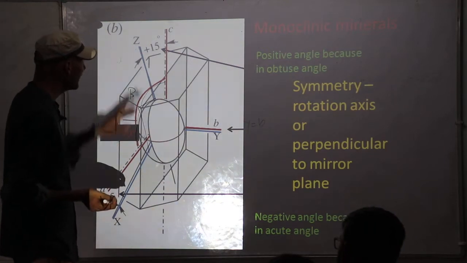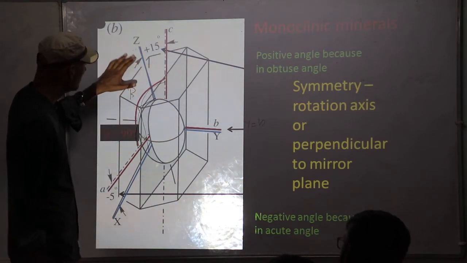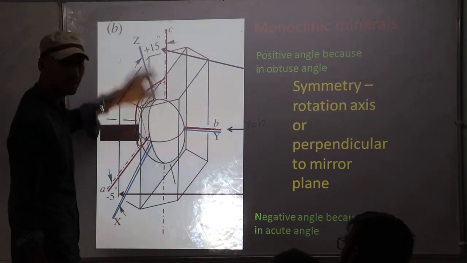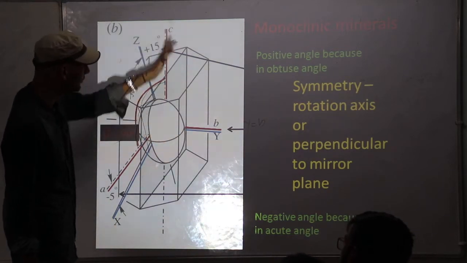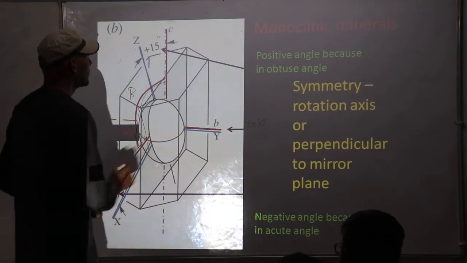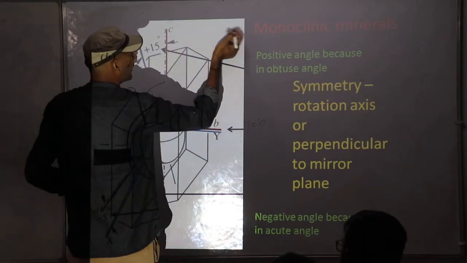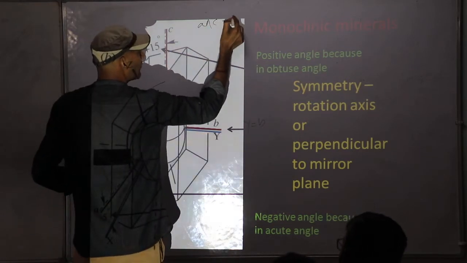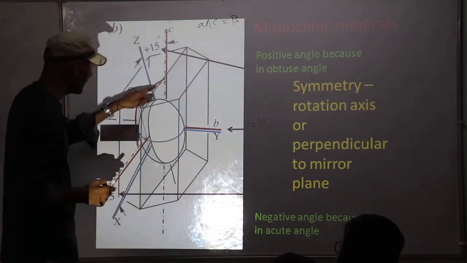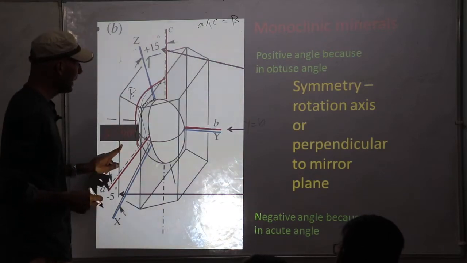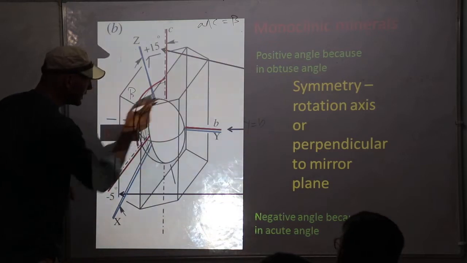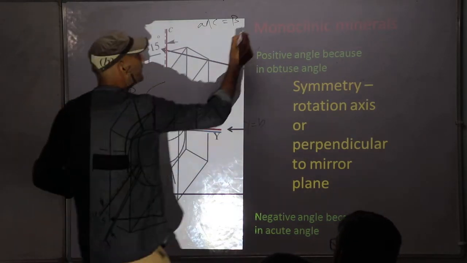So if you have to define the orientation of any of the indicatrix axis with the crystallographic axis, you can also write like this: A angle C will be equal to beta. How can I define that? These blue lines, they are 90 degree.